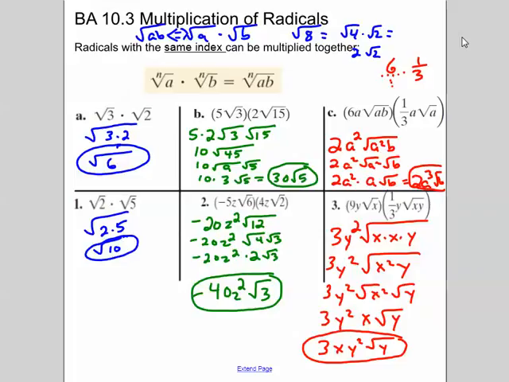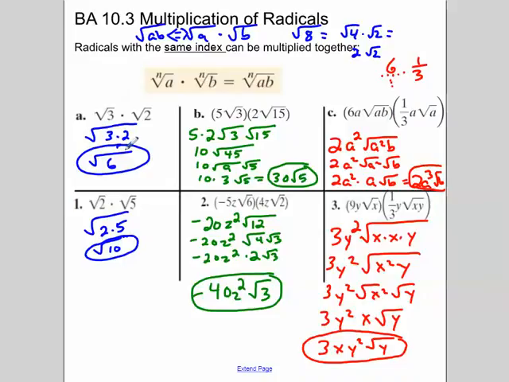Multiplying radicals, and the idea of multiplying radicals is to use the simplifying of radicals kind of backwards. Before, we simplified radicals by putting each factor into its own house, but now if we've got different factors, we can combine those by multiplying what's inside the house as long as we've got the same index. Square root of a times square root of b is the square root of a times b, just like over here. Square root of 3 times square root of 2 is square root of 6.